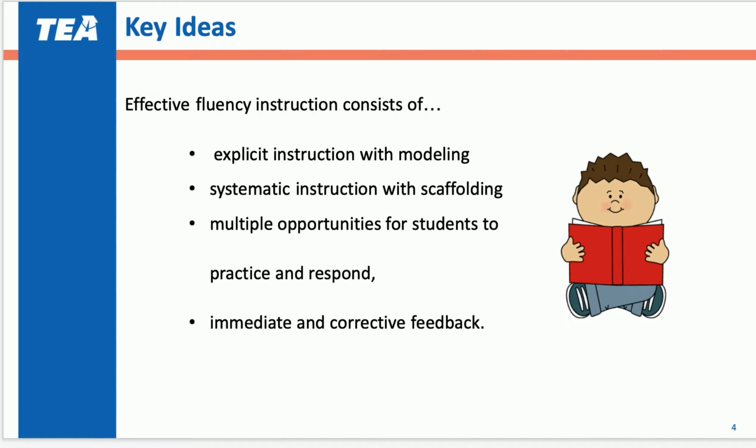Fluency is a predictor of reading comprehension in English. So it is very important that we use explicit instruction, and explicit instruction includes modeling, systematic instruction with scaffolding, multiple opportunities for a student to practice and respond, and immediate and corrective feedback.